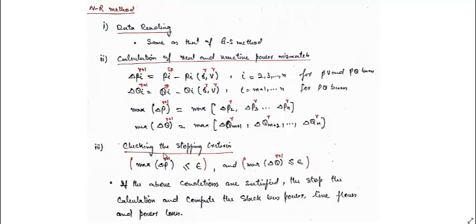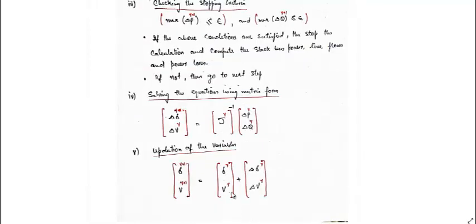Now here the stopping criteria will be checked at the third step, not at the last step. If the maximum delta Pi and maximum delta Qi are less than or equal to some stopping criterion epsilon, that means if the above conditions are satisfied, then stop the calculation and compute the slack bus power, line flows, and power loss. If not, then we have to go to the next step.